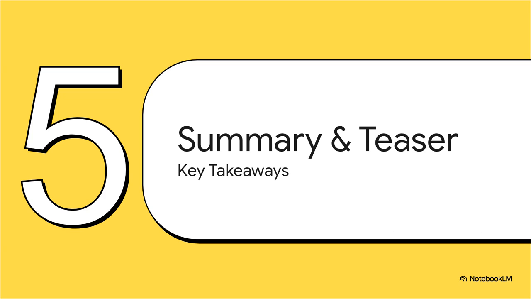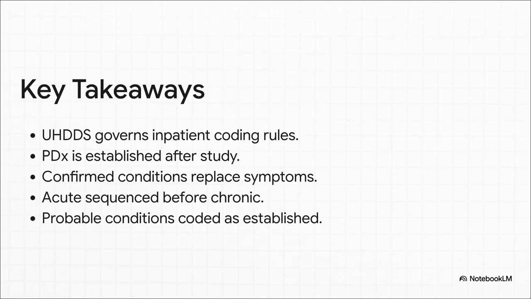All right, Section 5, Summary and Part 6 Teaser. Let's wrap this up. So here are your non-negotiable takeaways. The UHDS writes the rules, and you've got to follow them without exception. The principal diagnosis is the condition established after study, not just the day one symptom. Confirmed underlying conditions always replace symptom codes. When you've got a condition documented as both acute and chronic, sequence the acute one first. And exclusively in the inpatient world, terms like probable or suspected at discharge mean you code it as established. Master these, and I promise your DRG accuracy is going to skyrocket.